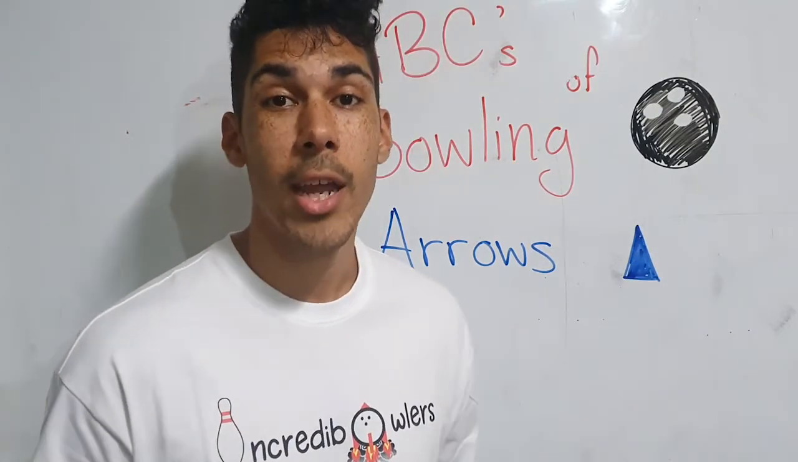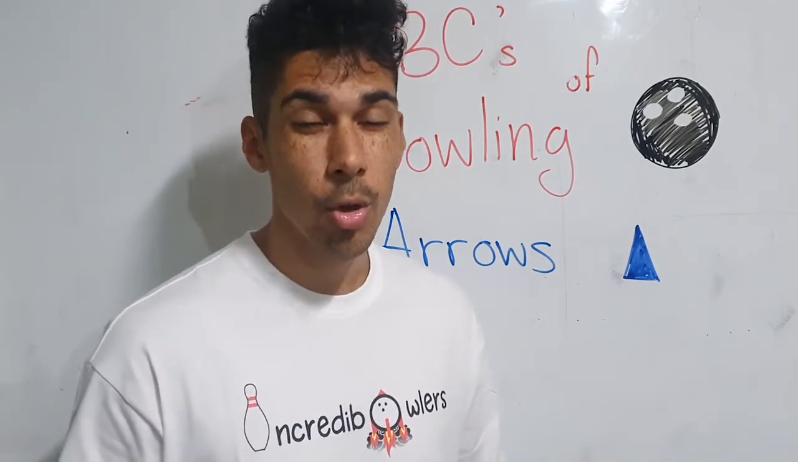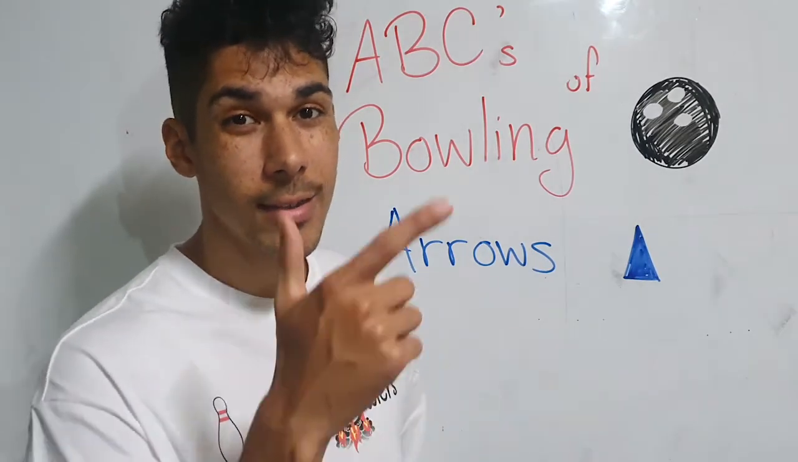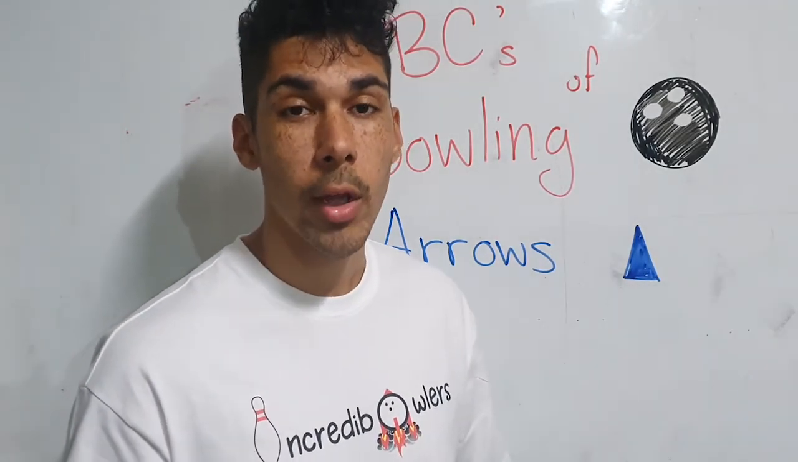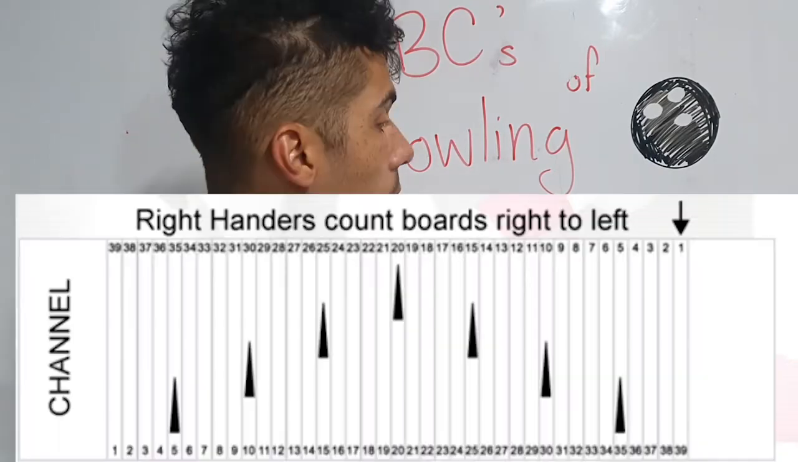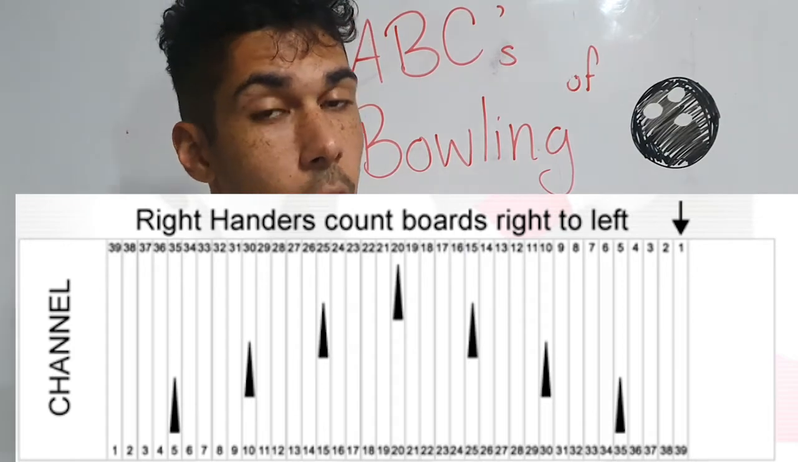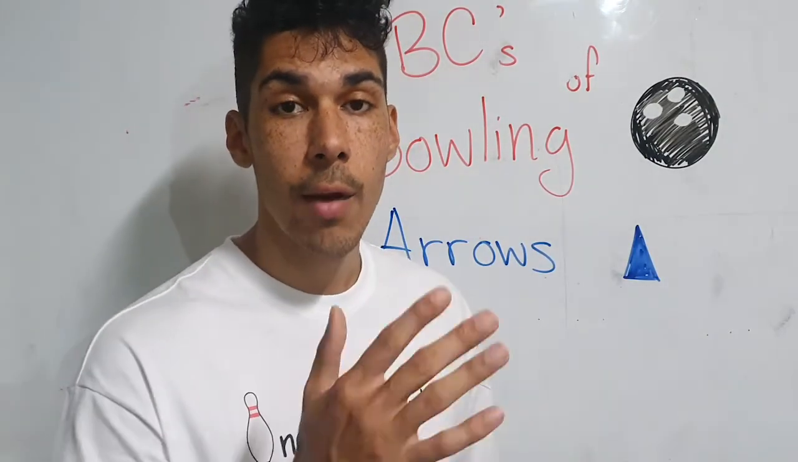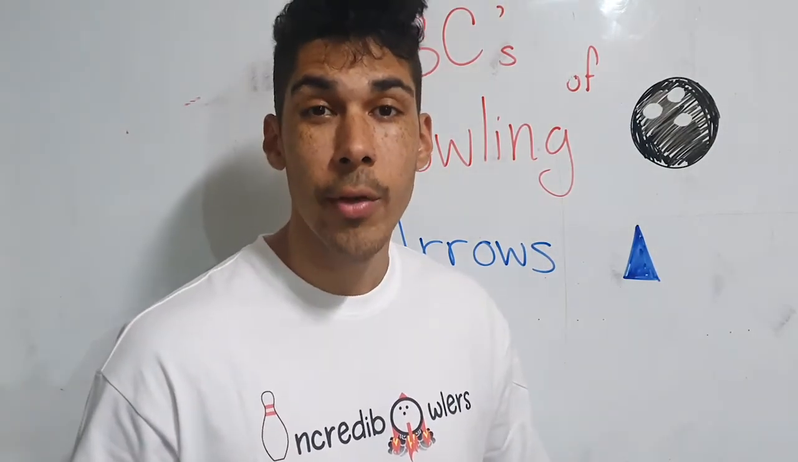The next word in our ABC series is arrows. Now, many beginner bowlers might not know this, but if you have a look on the lanes, you'll see there are 7 arrows on the lanes, and these are there to help you aim while bowling. Personally, when I bowl, I tend to look at the third arrow on the right side or the second arrow on the right side. The arrows are located every 5 boards on the lane. And if you don't know what boards are, we'll be covering it later in the series.